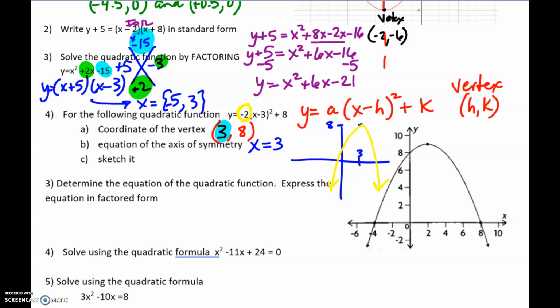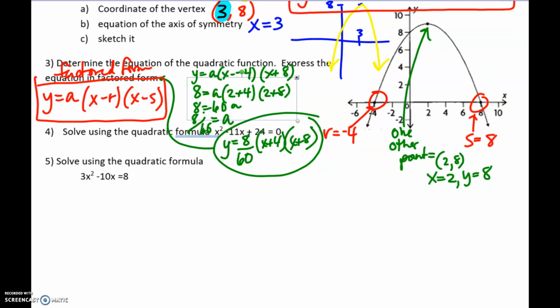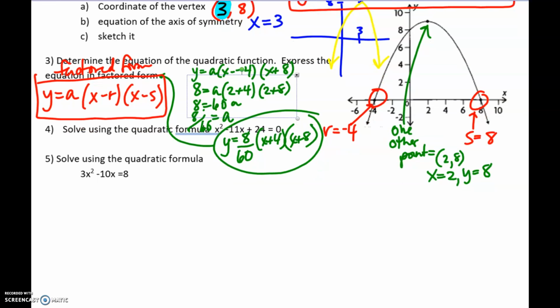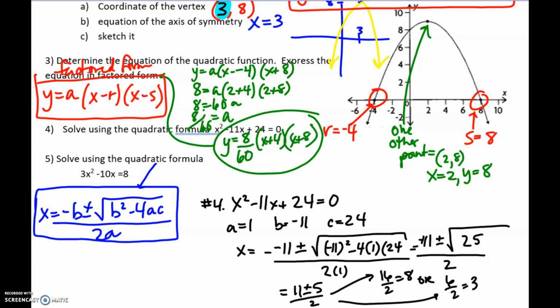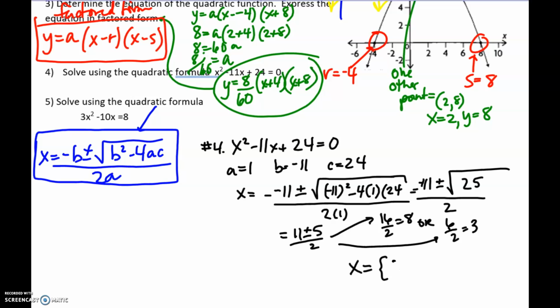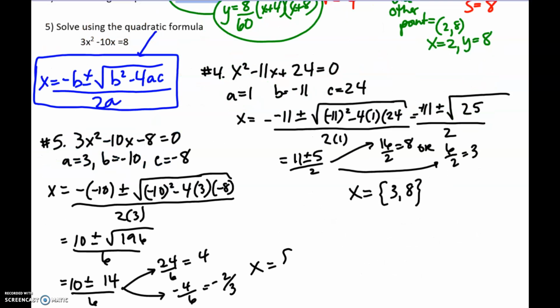Right. Determine the equation in factored form. So factored form, remember, here's vertex form. Factored form is, and the last 2 questions using the quadratic formula, which you'll be given on your test. And the first has a solution set of 3 and 8. You can plug them back into the equation for x to check. And question number 5, you need to put it into standard form before you find the a, b, and c. So the solution set here would be x is equal to -2/3 or 4.